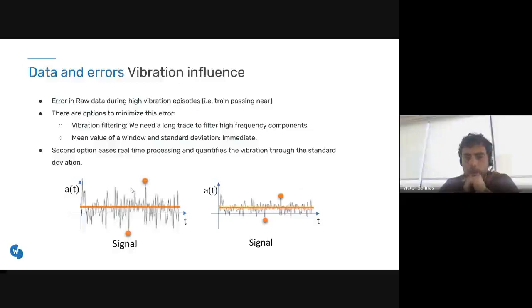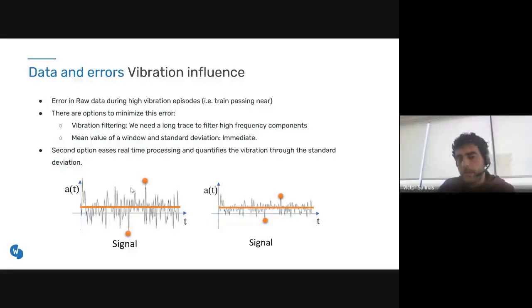And on the other hand, we have the vibration influence. We said that we have the DC and the AC mixed, and the vibration component must be removed. Nevertheless, when we are measuring in high vibration environments, for example just when a train is passing by a railway near the slope, we are also recording this vibration. And to remove this vibration, we have two options. One is to filter the high frequency components.